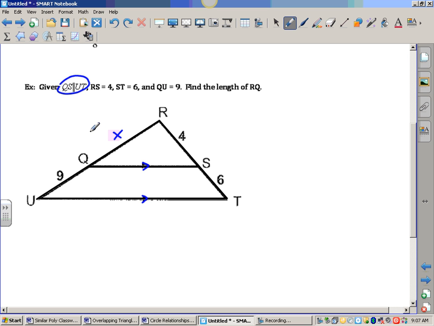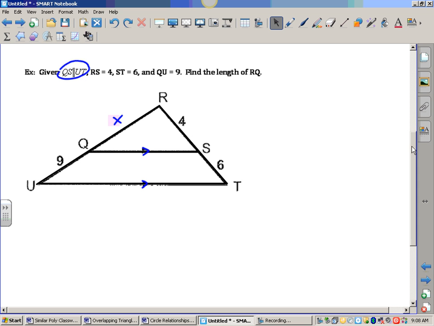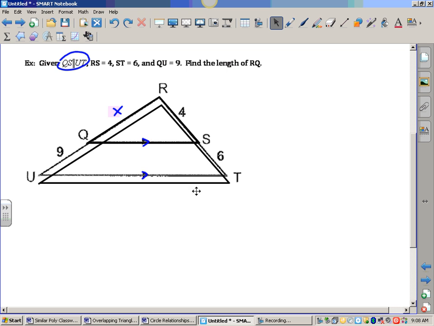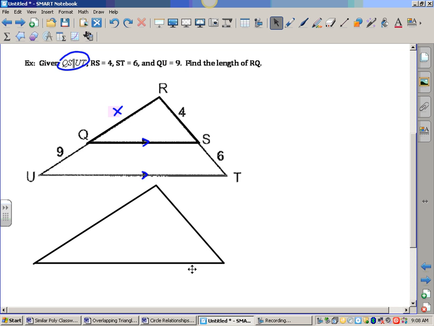For others, if you have a difficult time looking at the picture and seeing two triangles, I recommend that you redraw it and you just split it apart, guys. Start by redrawing the main triangle, RUT. So it doesn't have to be perfect. You don't need to get out a ruler or anything like that.